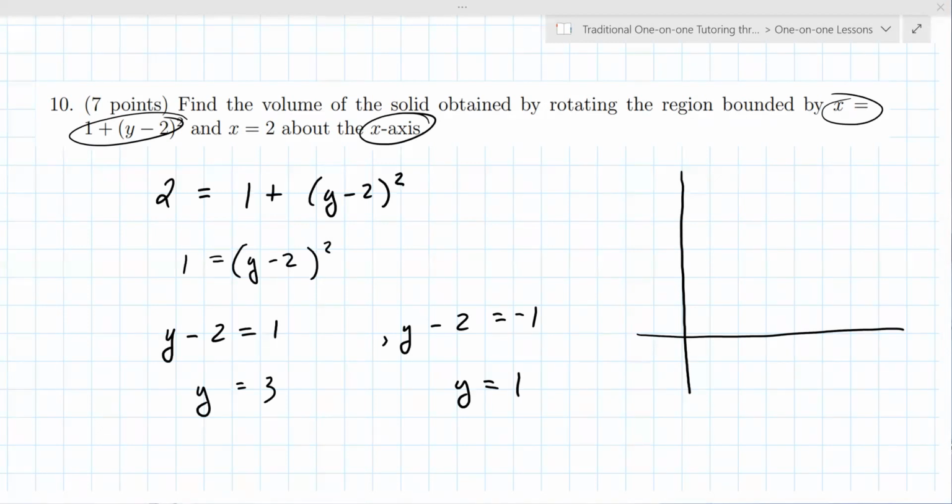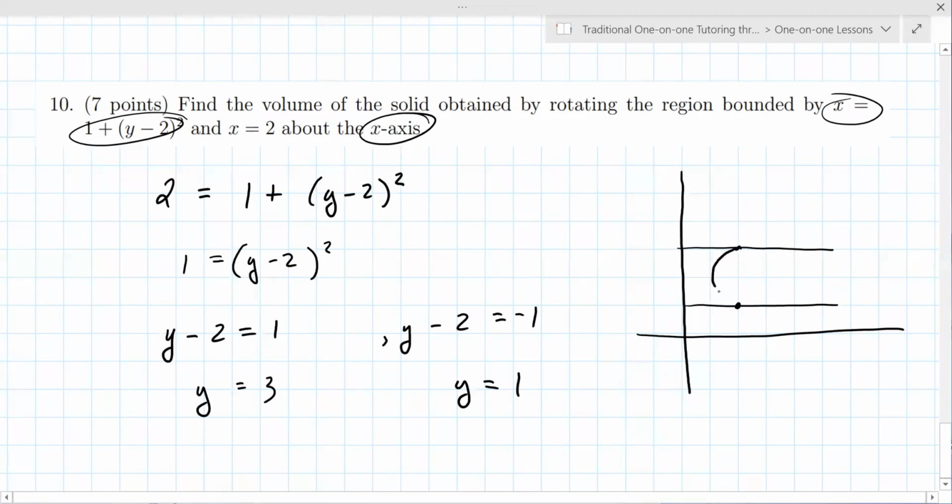Since I'm just grabbing this, I don't think you're going to get exactly this, but let me get a picture here. So here's y equals 1 and y equals 3. You have one here at 2, and also here. So it's just this little piece right here, and then the line x equals 2. This is the region that you're finding.